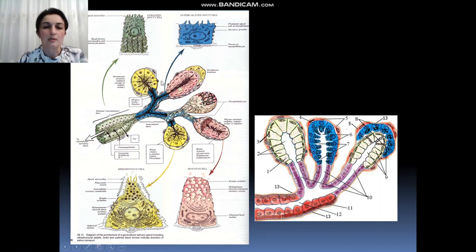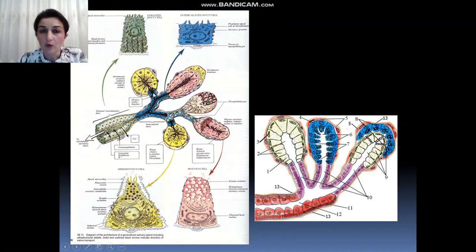When the processes contract, can you see these processes? When they contract, they press on the secretory portion, in that way facilitating release of the secrete into the lumen of the secretory portion. Then we have the ducts.